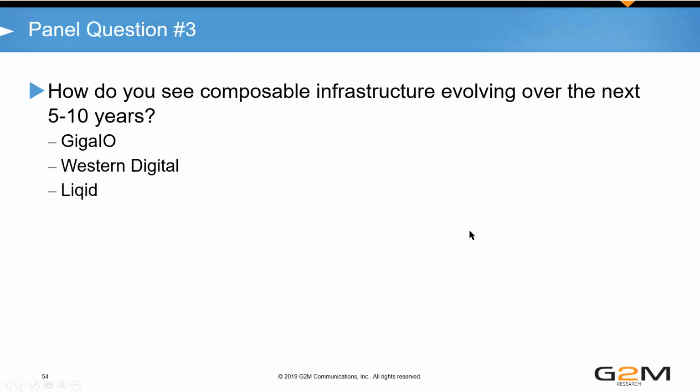And with that, let's jump to the final panel question. And that panel question is, how do you see composable infrastructure evolving over the next 5 to 10 years? Alan, we'll start with Gig.io, then we'll go to Dave at Western Digital, and then finish up with Sumit at Liquid.